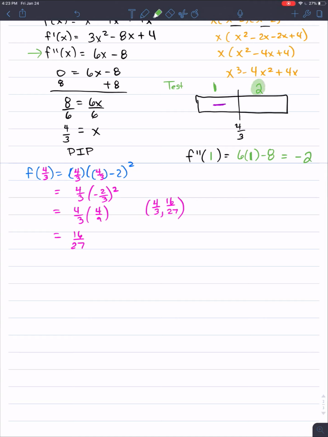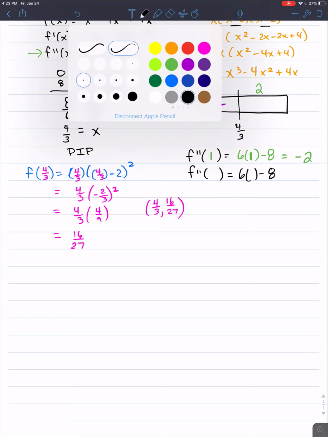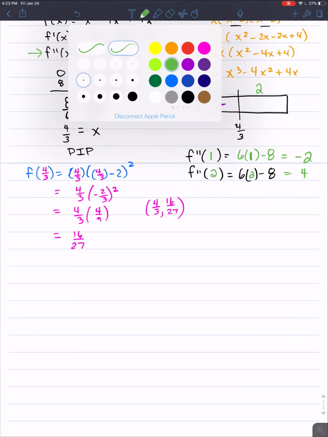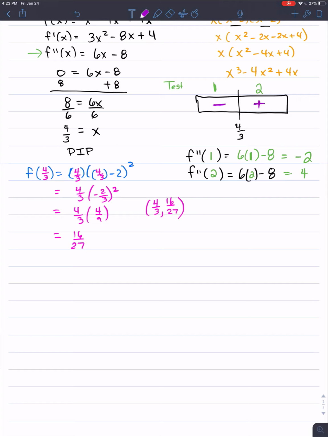We're going to move to the next one, and now we're going to test 2. So we're going to plug that into our second derivative, which is 6x minus 8, and we're going to plug in 2 this time. That's 12 minus 8 is 4. All we care about is is it positive 4 or negative 4. So in this case that's a positive value. So we put it up here.